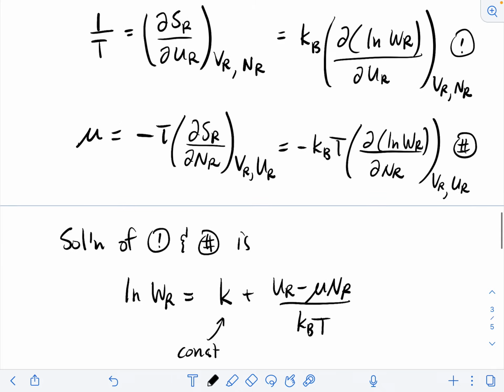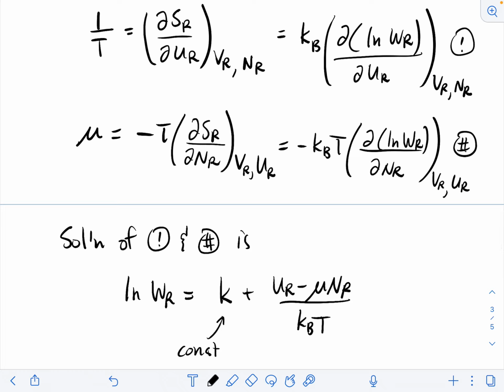Okay, you can almost do this in your head. You could verify that that's true if we go to the first equation and put in for ln WR a constant k, plus mu R minus mu NR over KBT. When we take the U derivative, we just get 1 over KBT, and the KB's cancel and we get 1 over T as expected. For the second equation, when we take the N derivative, we get minus mu over KBT. The minus and the KBT's cancel, and we just get the chemical potential as expected.